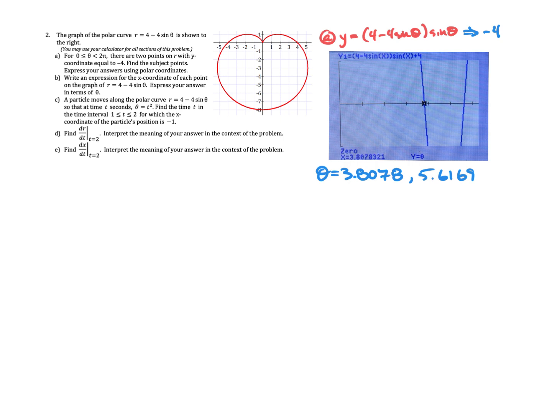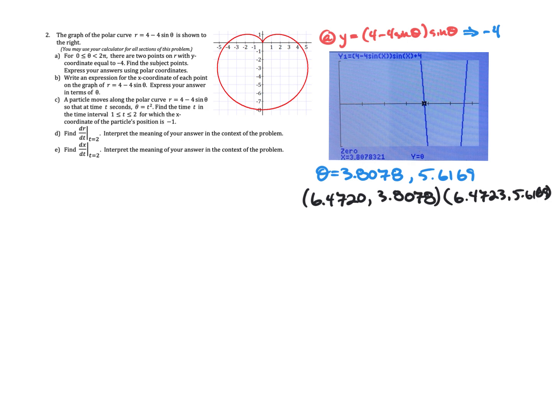All right. However, what do we need it in? We have our theta values, but we need it in what? Polar pairs. All right. And so now we're going to substitute in these theta values for theta in r. And so when we substitute those in, we got 6.4720 comma 3.8078. And then the other one is 6.4723 and 5.6169. All right, and so those are our polar pairs.